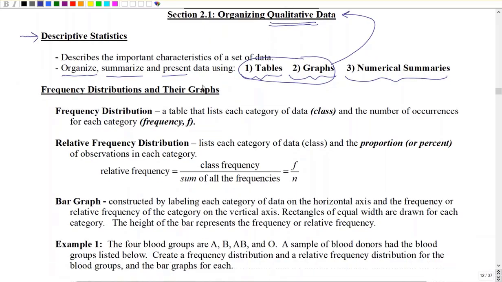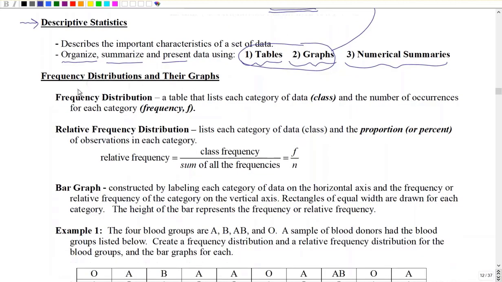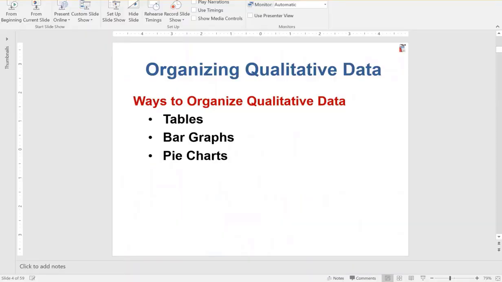And the first thing we're going to look at is organizing the data into a table that is called a frequency distribution, or a variation of that called relative frequency distribution, and then coming up with the matching bar graph. So right now I'm going to revert to a PowerPoint which goes through all of these definitions but gives some examples, and then we'll go back and work this first example here from your notepad. So switching over to the PowerPoint.